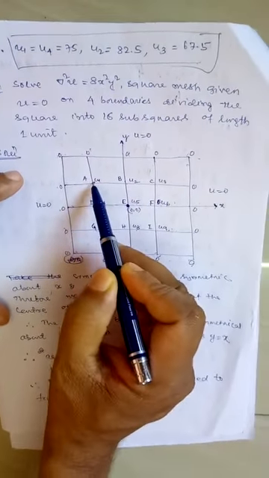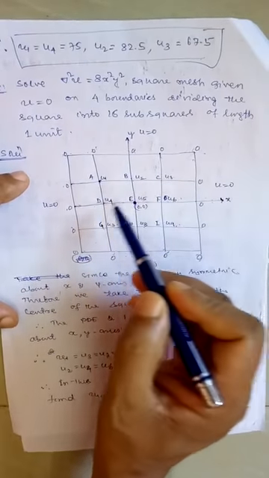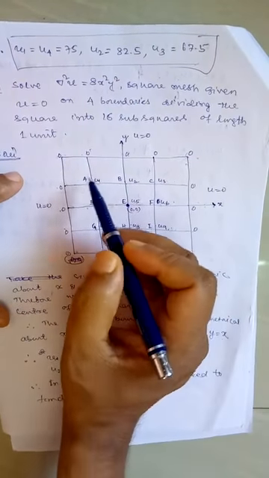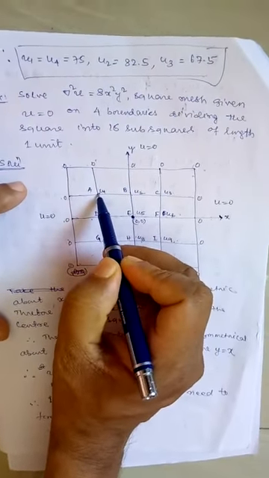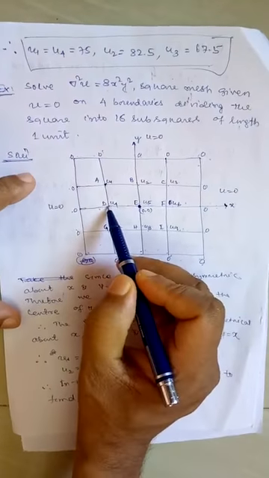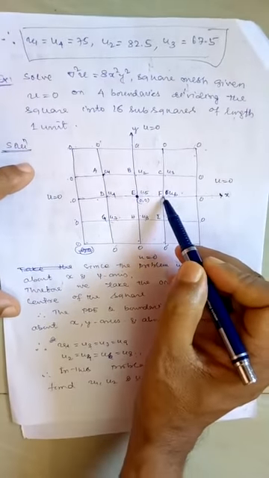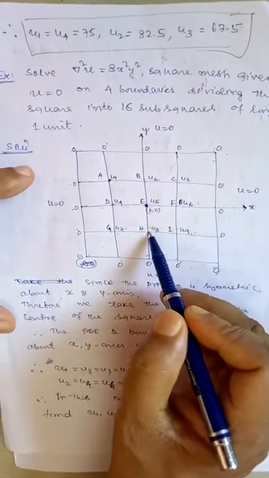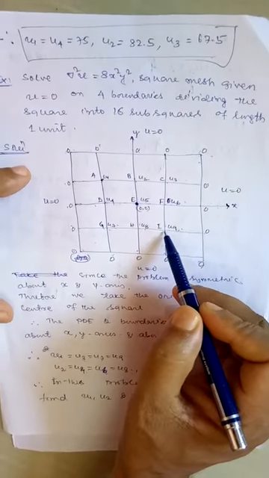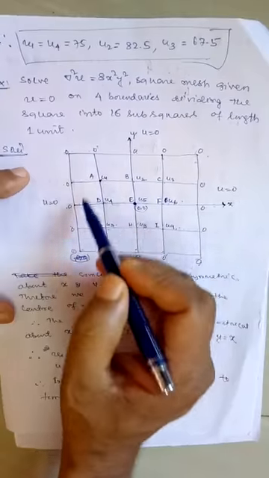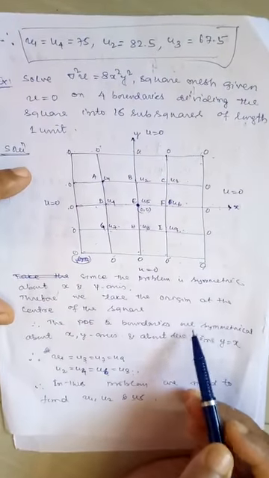Suppose the interior grid points are A, B, C, D, E, F, G, H, I, and the solution at the interior grid point A is U1, B is U2, C is U3, D is U4, E is U5, F is U6, G is U7, H is U8, and I is U9. So our aim will be to find those values.